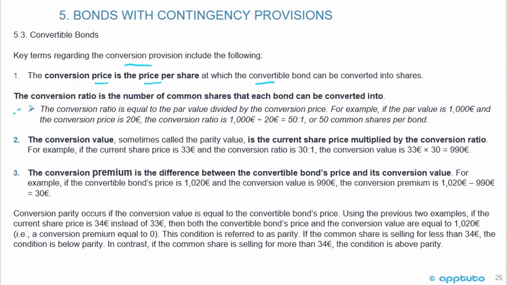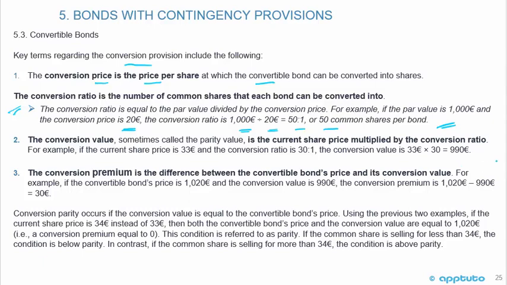So here's a simple example. The conversion ratio is equal to the par value divided by the conversion price. So for example, if the par value is 1,000 euros and the conversion price is 20 euros, then the conversion ratio is 1,000 euros divided by 20 euros equals 50 to 1, or 50 common shares per bond.